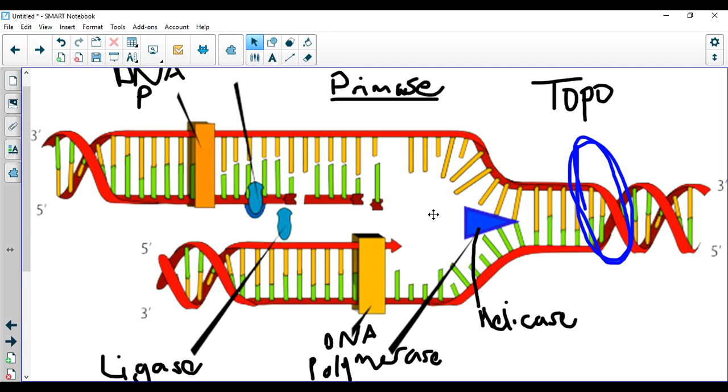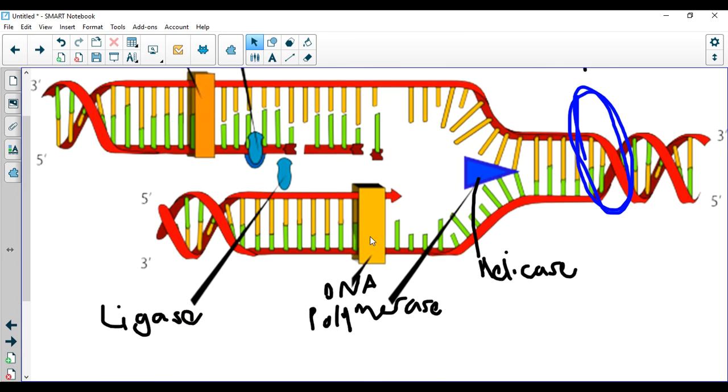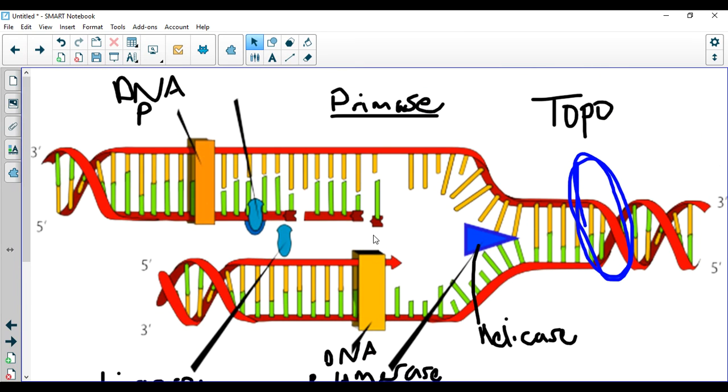And that's going to be it for DNA replication. I can talk more about the semi-conservative model maybe later, but we'll stop here today. I hope this helps.